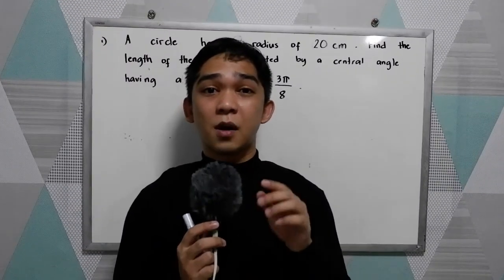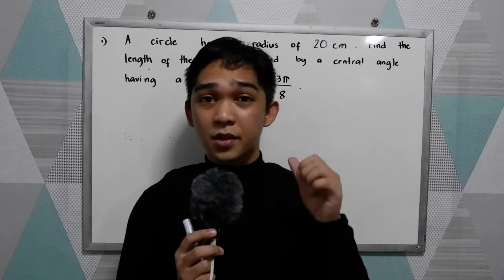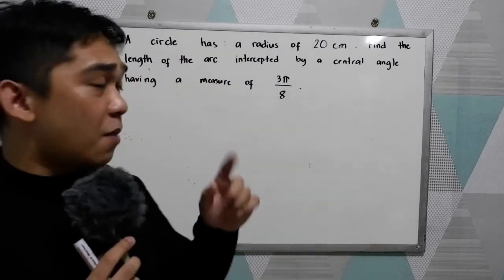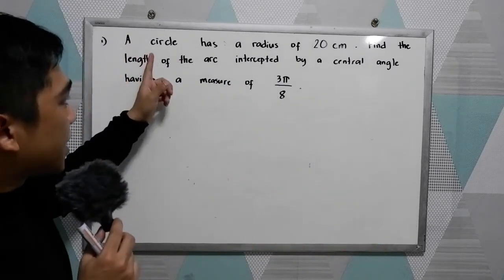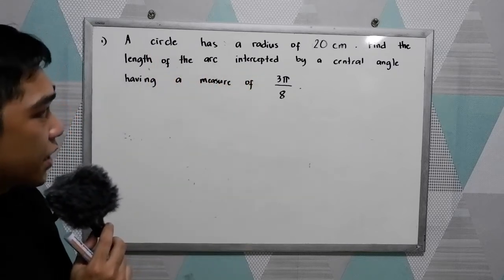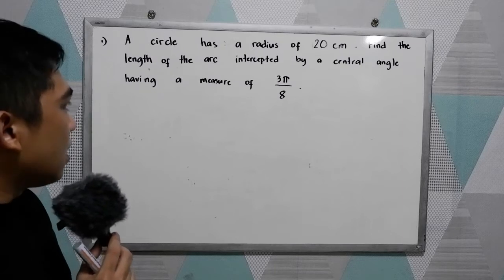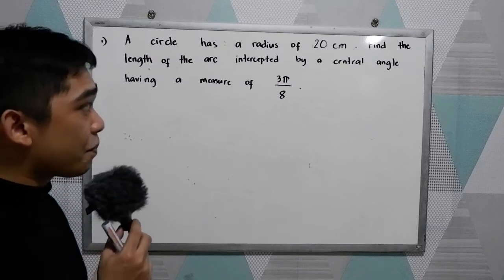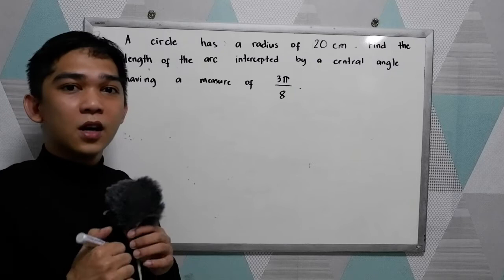Now let's try to solve some problems regarding our topic, the arc length. Let's have our problem number 1. A circle has a radius of 20 centimeters. Find the length of the arc intercepted by a central angle having a measure of 3 pi over 8.